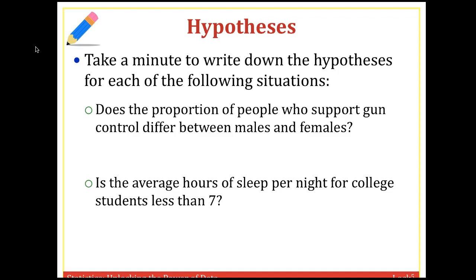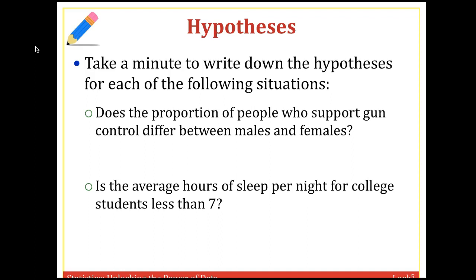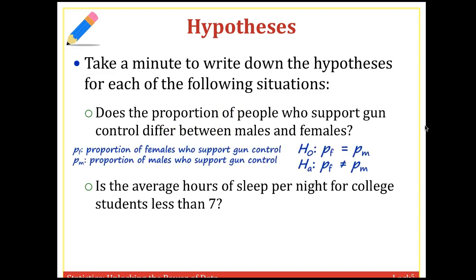All right, if you want to try this for yourself, I'll go ahead and click pause because I'm going to go through these right now. So for the first one, the proportion of people who support gun control between males and females, you'd first want to note down your variables. So P subscript F would be the proportion of females who support gun control, and P subscript M would be the proportion of males who support gun control.